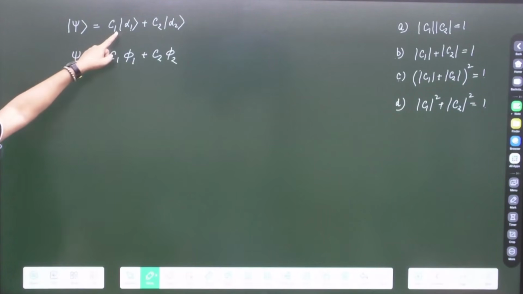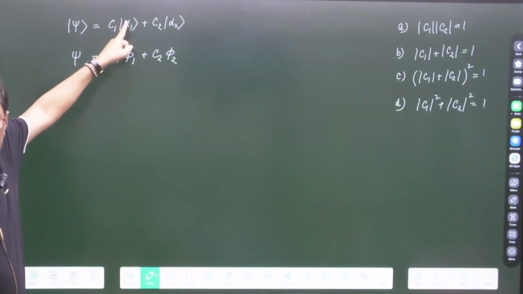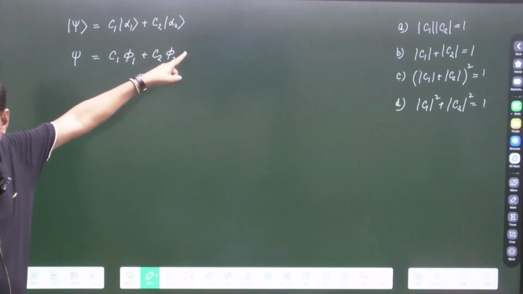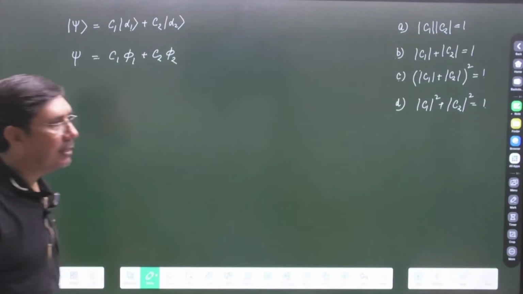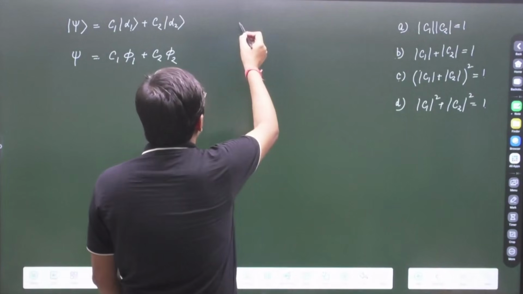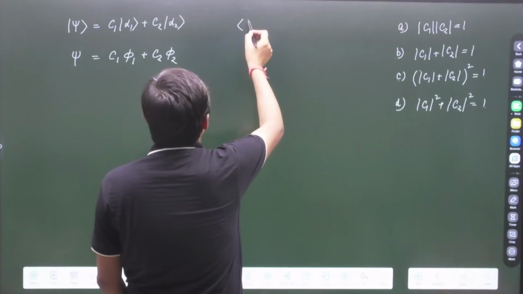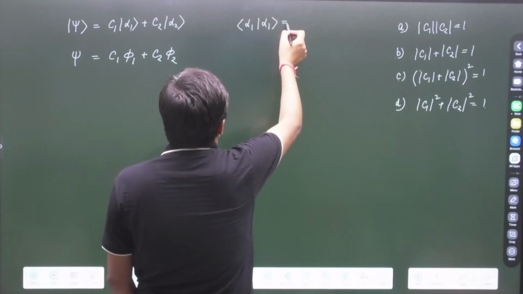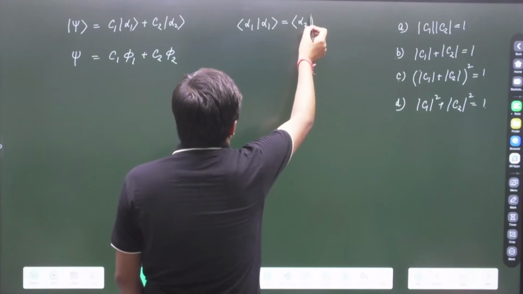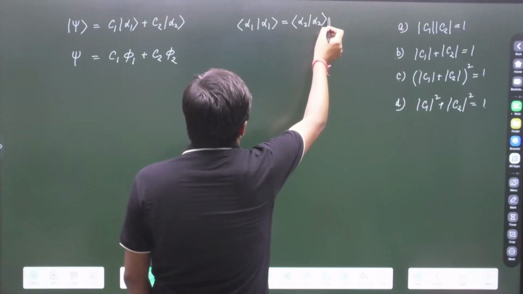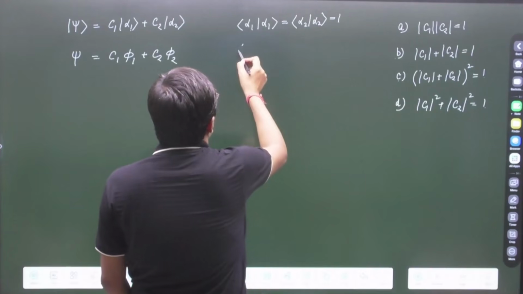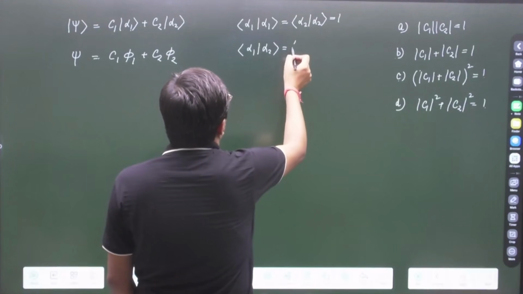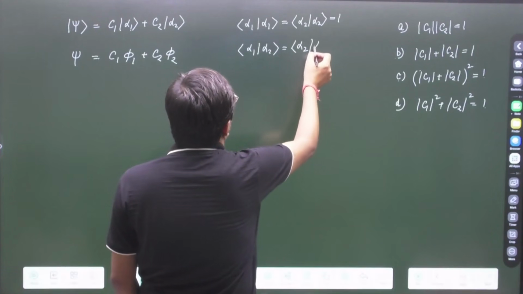So basically if you are doing alpha 1 acting over alpha 1, that will be 1, and alpha 1 acting over alpha 2 will be 0. ठीक है. So what is the meaning of orthonormal? It means alpha 1 acting over alpha 1 or alpha 2 acting over alpha 2, this will be 1. But if alpha 1 is acting over alpha 2 or vice versa, alpha 2 over alpha 1, this will be 0.